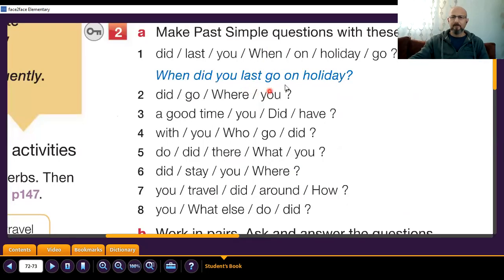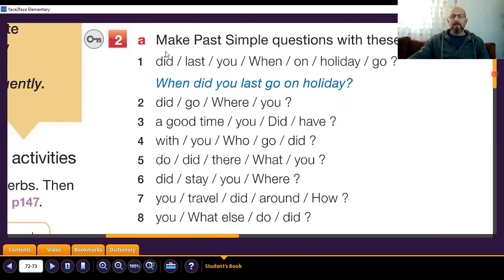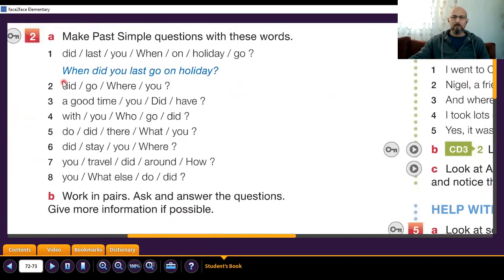So now here, make past simple questions with these words. How do we write past simple questions? Let's review the grammar. We always say that for past simple or present simple questions, we start with the question word, after that the auxiliary, after that the subject, after that the infinitive. For example, when did you go on holiday? Where is the question word? When. Where is the auxiliary? Did. Where is the subject? You. Where is the infinitive? We say go. Then go and on holiday always go together.